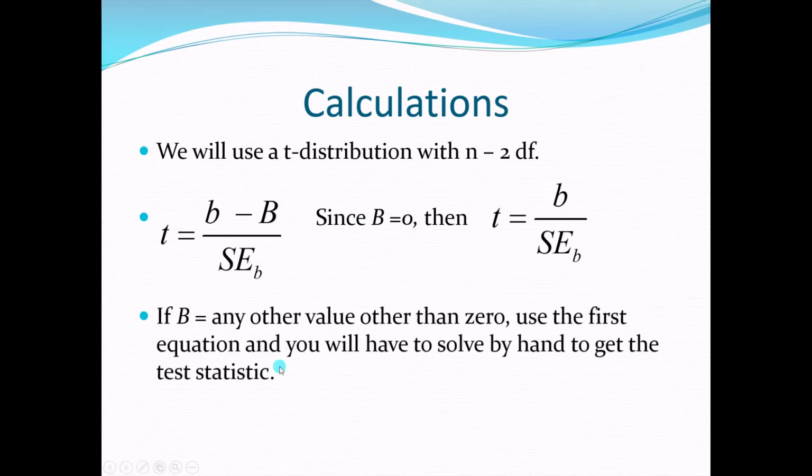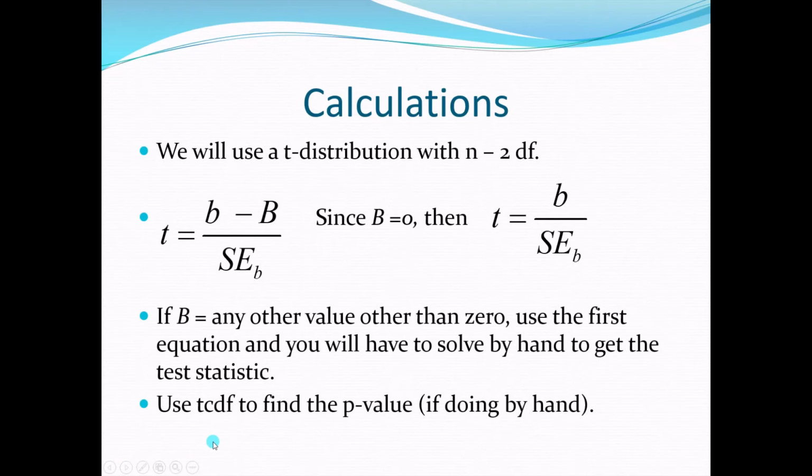All right, if beta is any other value other than 0, use the first equation and you will have to solve by hand to get the test statistic. You know what, typically, I never see where the H0 is anything other than 0. So I don't think I'd worry too much about that. And then if we get a t-value, you can just use a tcdf to find the p-value. Just remember, if it's going to be a not equal to, you have to double the p-value. If not, then it's just going to be from your t-value to infinity or from negative infinity to your t-value. And the conclusion is just like it always is.